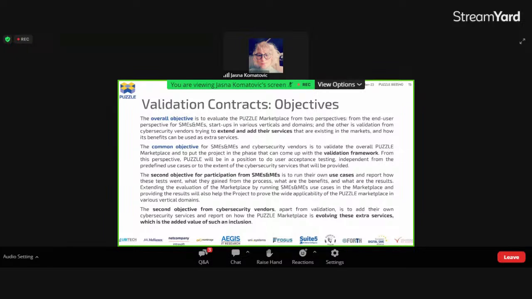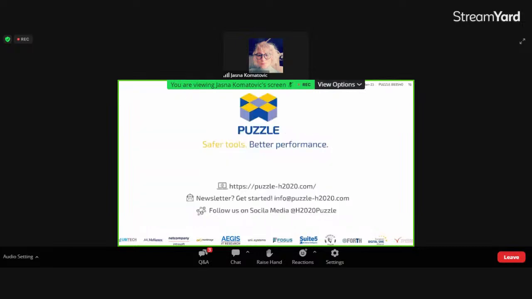So the common objective for SMEs and cybersecurity vendors is to validate the overall Puzzle marketplace and to put the project in the phase that can come up with a validation framework. From this perspective, Puzzle will be in a position to do user acceptance testing, independent from the predefined use cases or the extent of the cybersecurity services that will be provided. So we still have a lot of work ahead of us, 8 more months, and the project is in very good shape in this phase.